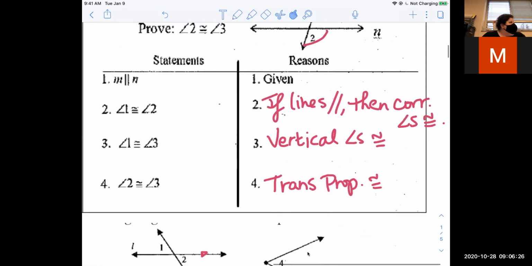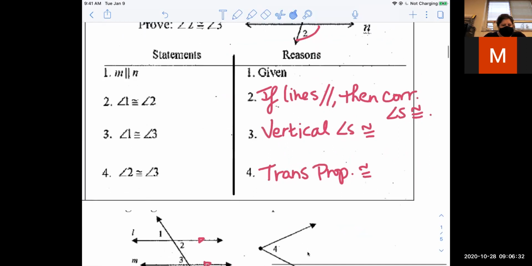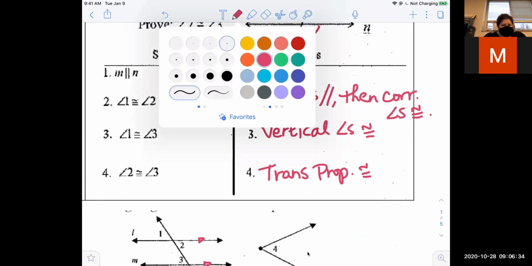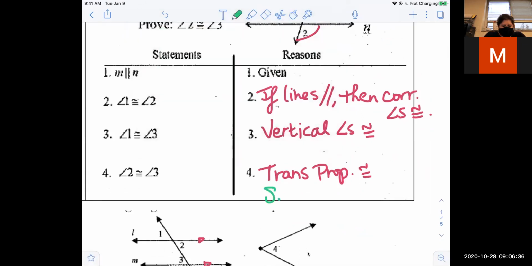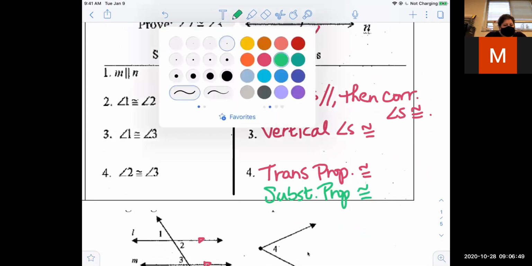Okay, so for number 4, could it be substitution? Max, could number 4 be substitution? Braden, if you write substitution, property of what? Okay, there is no substitution property of congruence. It doesn't exist. So no, that cannot be substitution.